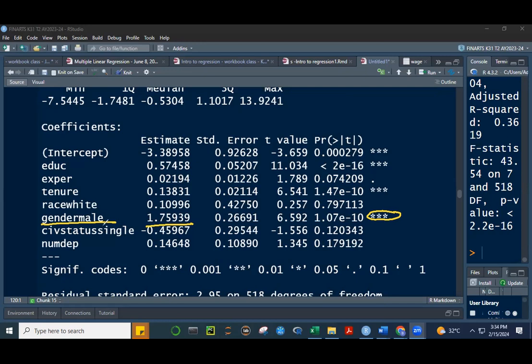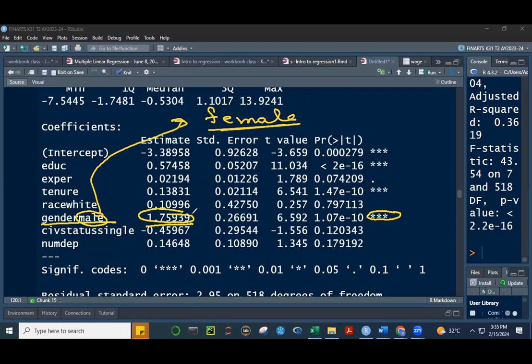So, what happened here, class? Male is what appears here. Take note, what it shows is not the reference. So, it tells us that this male should be interpreted with reference to the benchmark, which is female. So, what does this 1.76 mean, class?